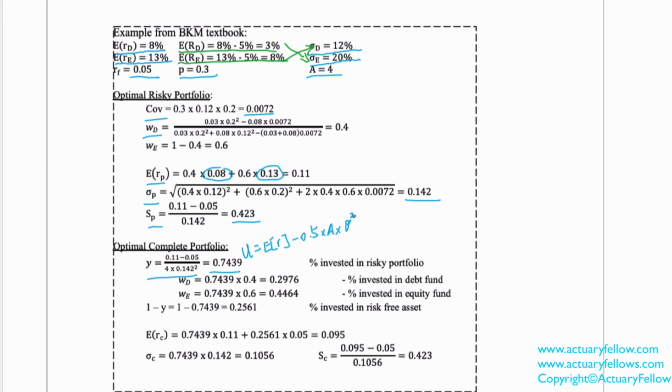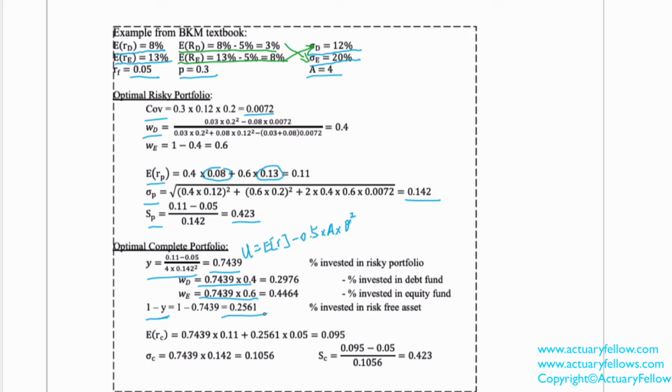The percentage of the total portfolio invested in the debt fund would be 0.4 times 0.7439, equal to 0.2976. Similarly, for the equity fund, 0.6 times 0.7439. The portion invested in risk-free asset is 1 minus 0.7439.